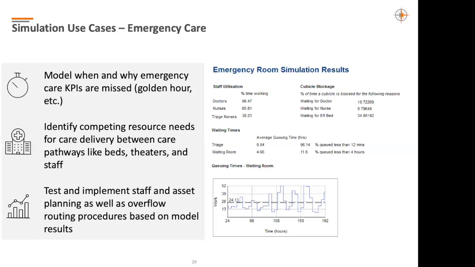This is great for emergency care, but there's also a lot of applications outside of that where whenever you're dealing with beds, theaters, and staff, you really need to understand how they're tied together and how they're impacting each other. And this is just the outputs of a different model that looks at the entire emergency room and identifies the utilization of your doctors, nurses, and triage, and the reasons and the percentage of the time being blocked for various impacting things.